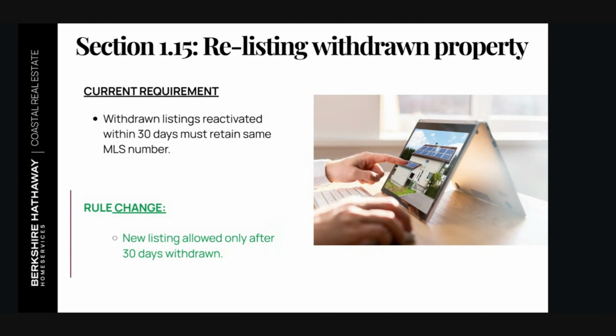From a practical standpoint, when withdrawing a listing, confirm the seller's intent to truly remove the property from the market. Understand that if the property is reactivated within 30 days on the market, those days on the market continue. And it's important not to promise a fresh start unless that 30-day withdrawal period has actually been met.